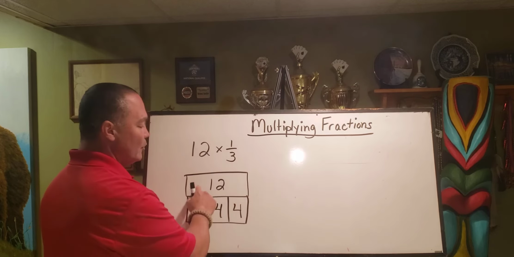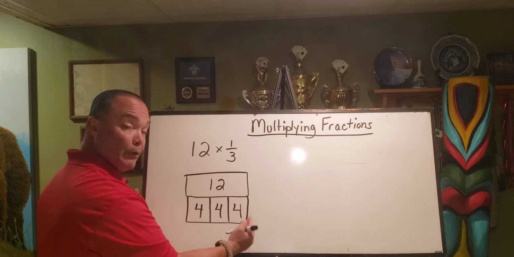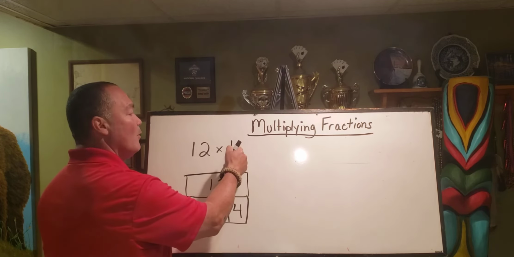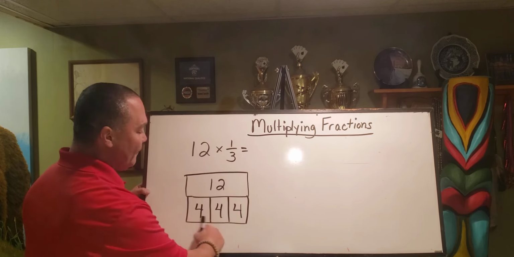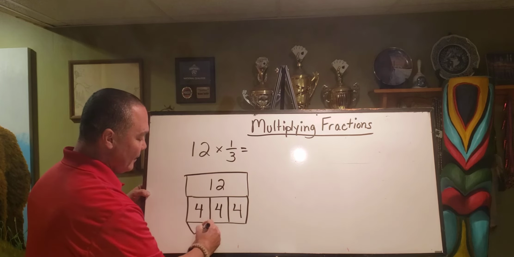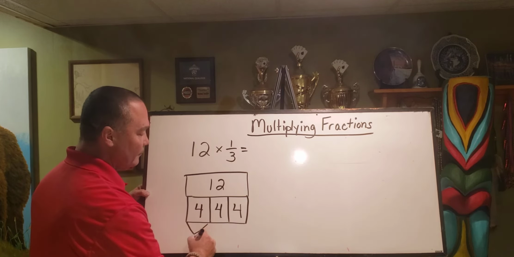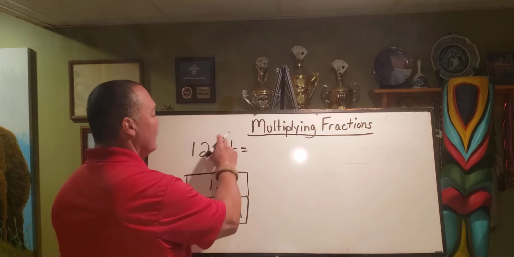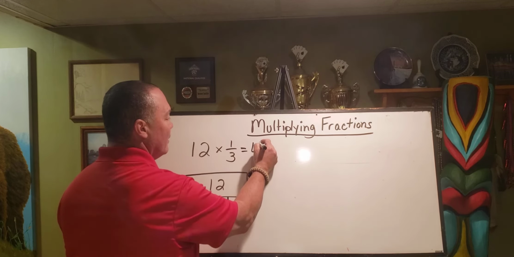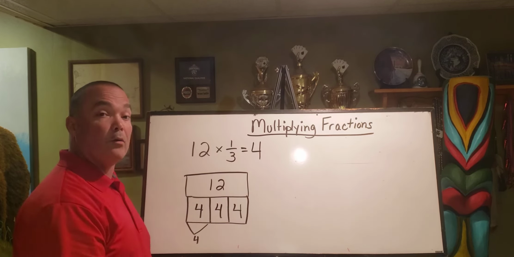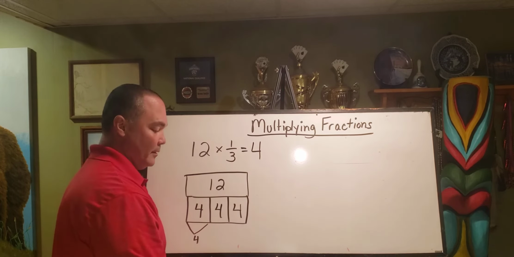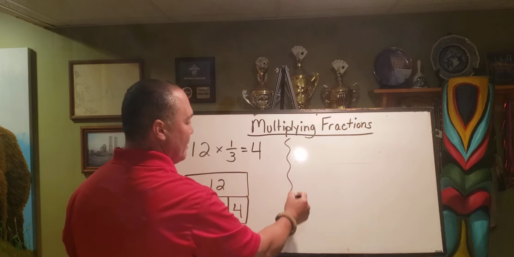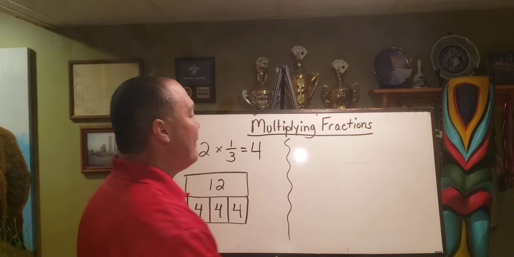So I've broken up 12 into thirds, into 3 equal parts, and I want to know what 1/3 is. Well, now I can say right here, 1 out of these 3 parts is 4. So 12 times 1/3 equals 4. And that's a whole lot faster than saying 1/3 plus 1/3 plus 1/3 plus 1/3. Why don't we try one more? And we'll use 15 times 2/3.